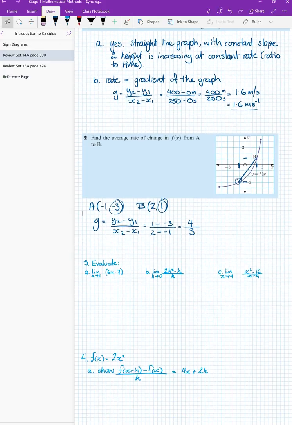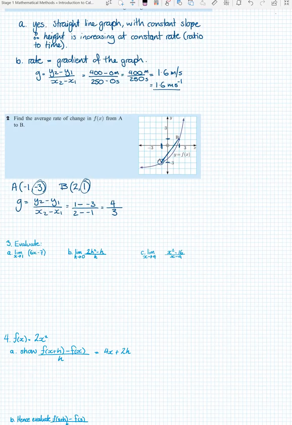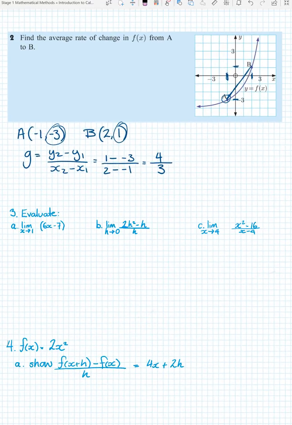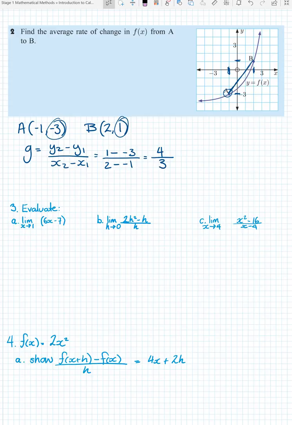Okay, now let's have a look at evaluating limits. Now when we evaluate limits, we need to be able to set our value of the variable equal to the value that it's approaching. So in this case, as x approaches 1, we can't simplify or change that equation. So we just put the value of 1 into the variable x. So we have 6 times 1 minus 7, and that gives us minus 1.